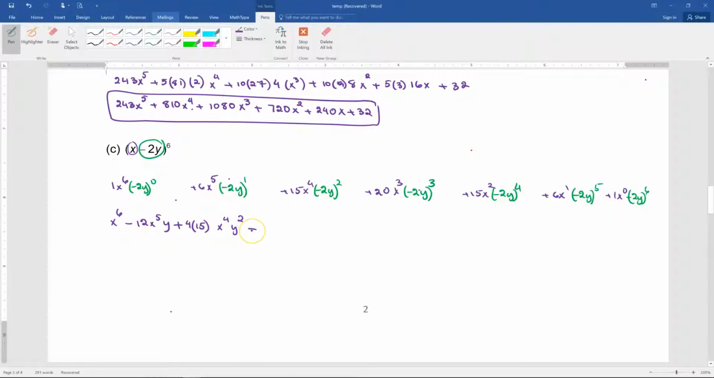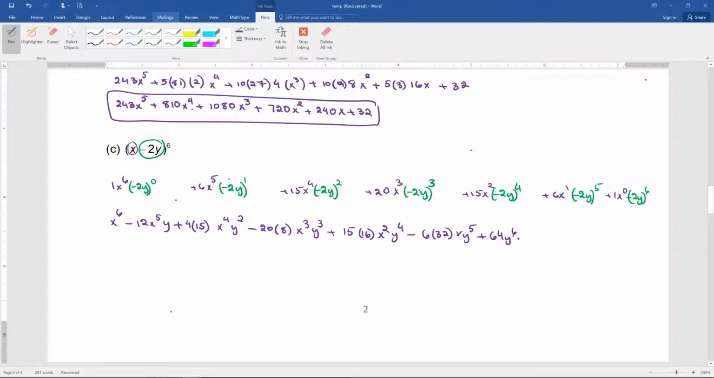The next one is negative, right? And we have 20 times 8, x cubed, y cubed. The next one is positive. 15 times 2 to the 4 is 16, x squared, y to the 4th. Minus now, 6 times 2 to the 5th is 32, x, y to the 5. And then finally plus 64 y to the 6.